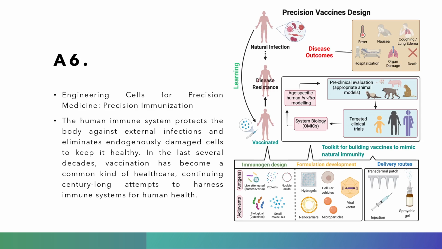Remember it, because we are biologists and we are reading about genetic engineering, so we need to know and remember these things, right? They used the adenoviral vector for designing the Covishield vaccine. And the delivery route includes injection, transdermal patch, or can be a sprayable gel. Fine.